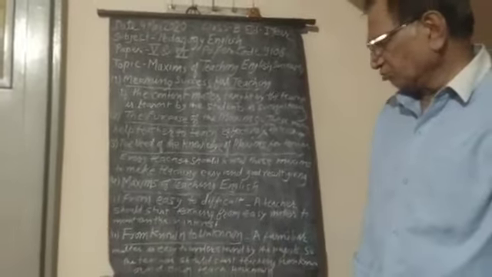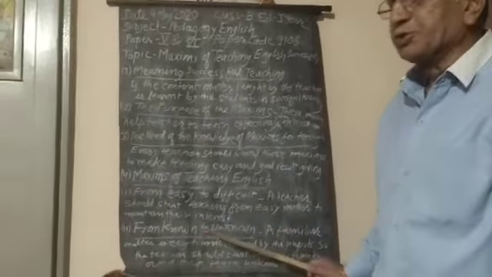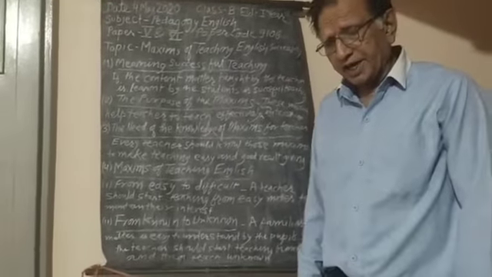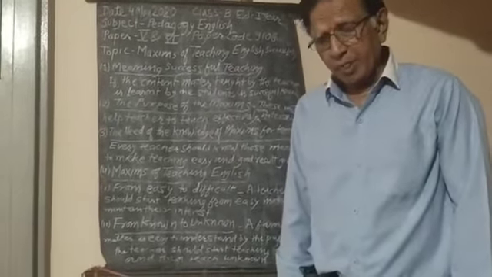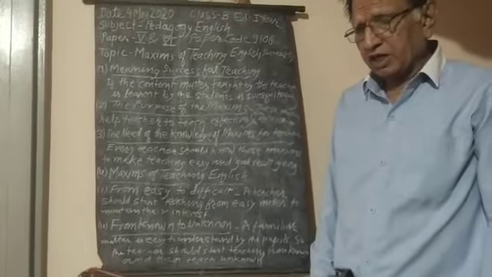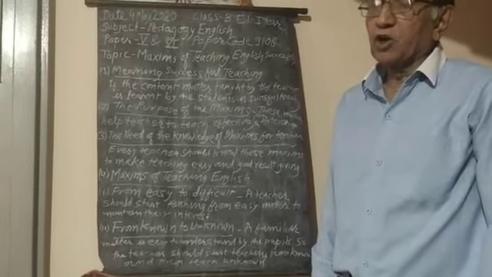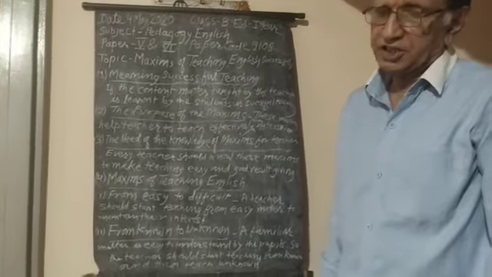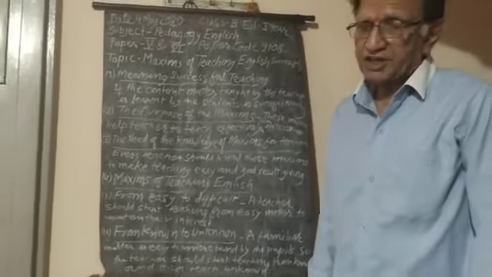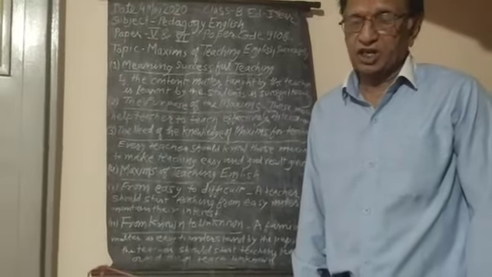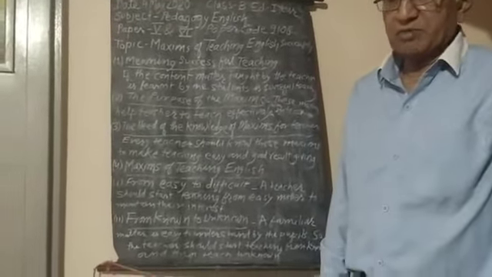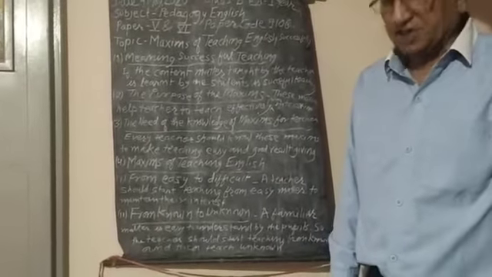Second maxim, from known to unknown. Students can describe or answer about the known facts. If a student has seen the Taj Mahal, he will describe the Taj Mahal very nicely. But if he has not seen, he will not be able to describe it nicely.